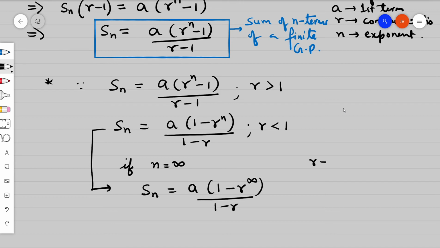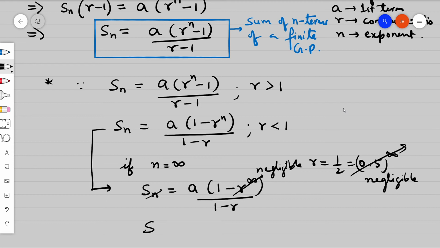See, r is the common ratio. Say, for example, r is 1 by 2, that is 0.5. If it is squared, we get 0.25. That is, the number becomes small. Like that, if a decimal number is raised to a big power, say infinite, then ultimately the value of this decimal number becomes negligible. So r to the power infinite is a negligible number.